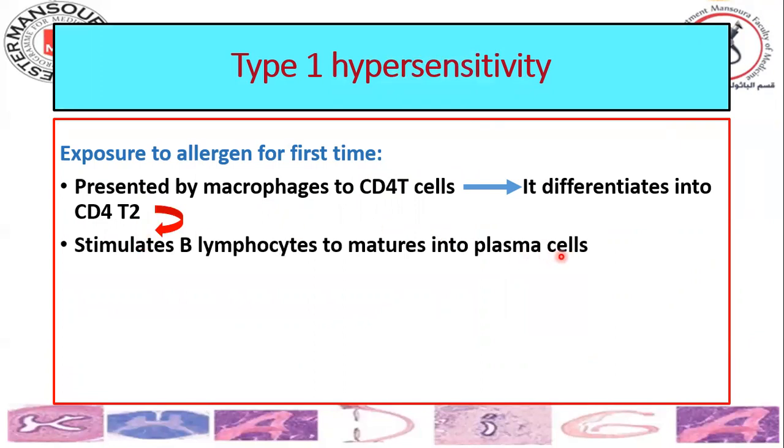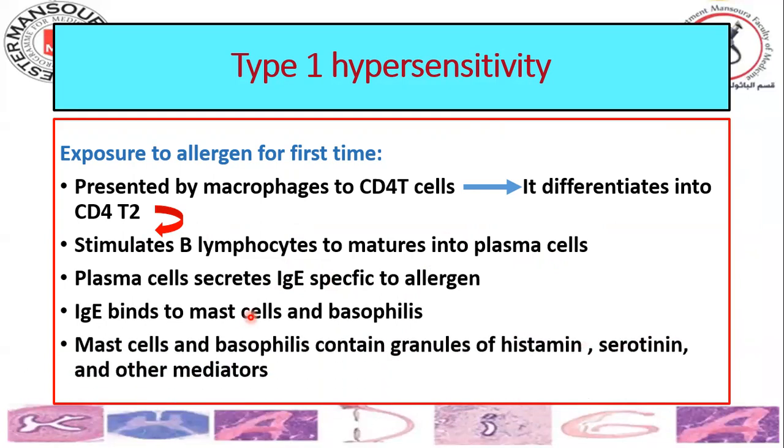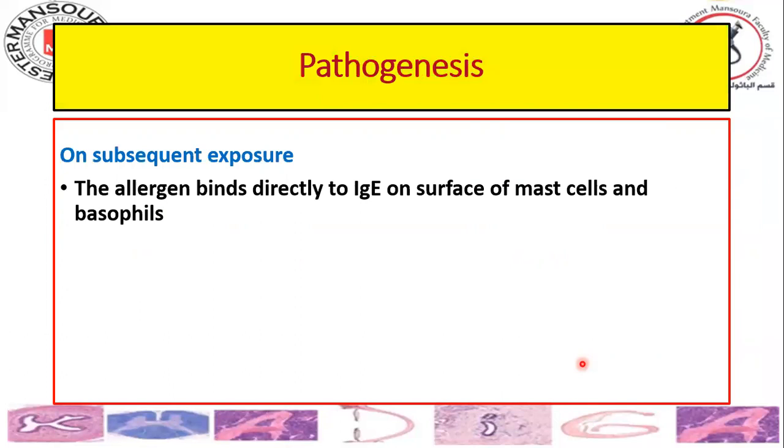to differentiate and mature into plasma cells that are responsible for production of the immunoglobulin. These plasma cells produce a large amount of the specific IgE immunoglobulin specific to the allergen. These IgE immunoglobulins bind to the surface of the mast cells and the basophils and stimulate them to produce their granules containing several mediators such as histamine and serotonin.